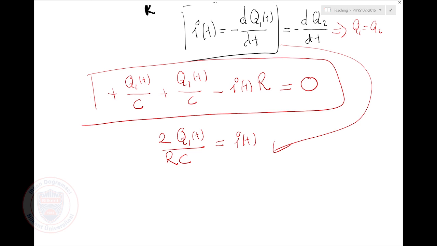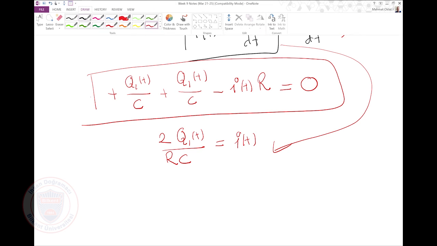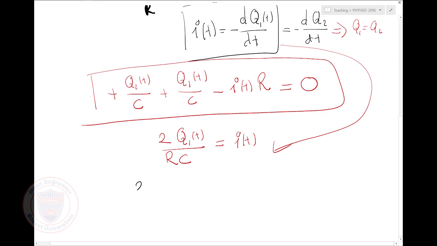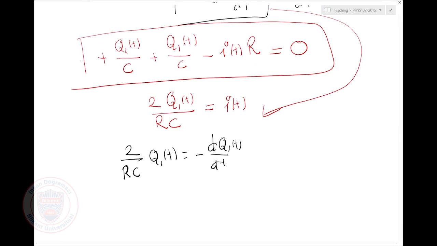Let me get a more visible pen. So I can say 2 over RC Q1 of t is minus dQ1(t)/dt. Can you use directly capacitor equivalent? I'm going to talk about it so we can actually write this in terms of the equivalent capacitance of these two capacitors in series. Okay.